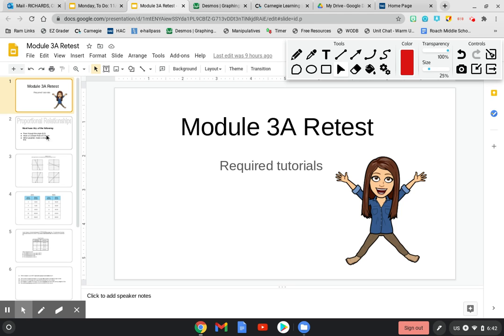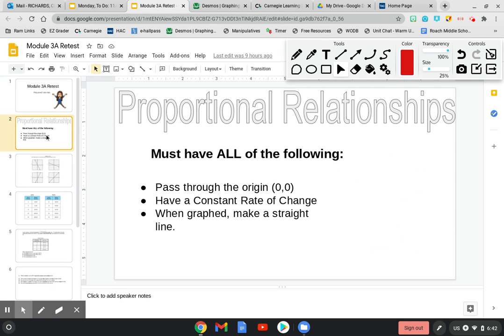Hey guys, this is the Module 3A retest. These are your required tutorials before you can actually take the retest. This test was over proportional relationships, and please remember a proportional relationship must have all of the following.